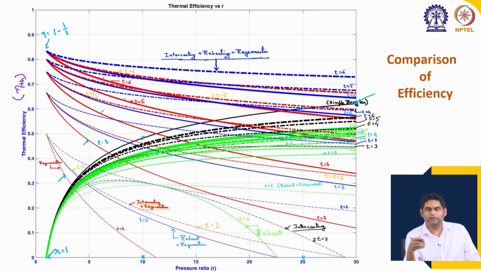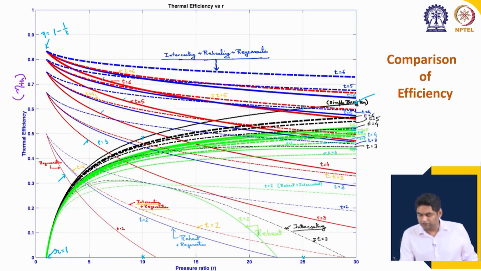Now, the third process that we had studied was reheating. Reheating, we found that the characteristics are very different from regeneration. It is similar to that of simple Brayton, but we get a lower value of efficiency. So, reheating here is shown by these green lines, although it is very crowded at this point. I will try to explain quickly. For example, this line is corresponding to reheating at t equal to 6, very near to it is t equal to 5, t equal to 4, like this, and t equal to 3. t equal to 2 is very small, but that is not practical. So, this is t equal to 3.